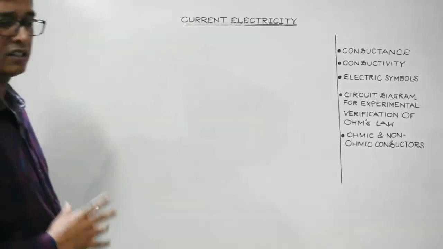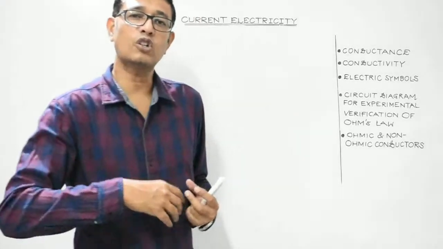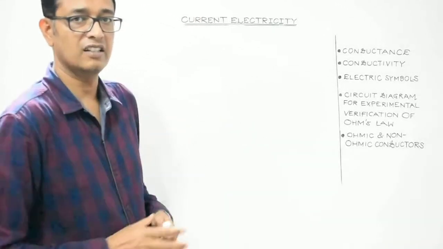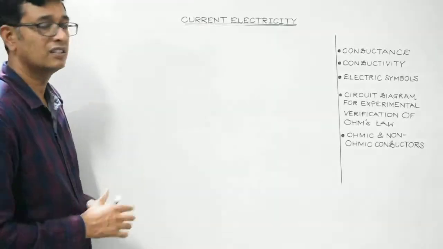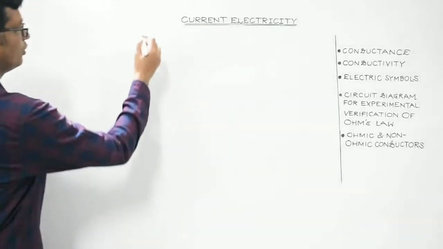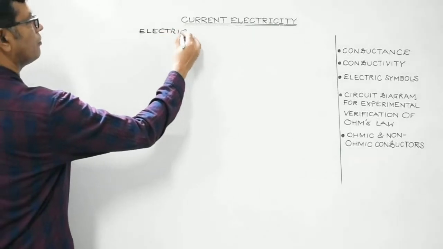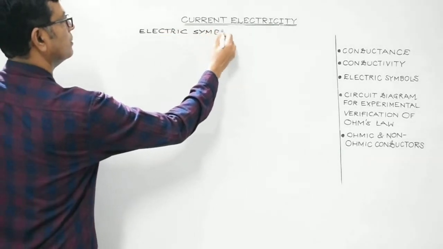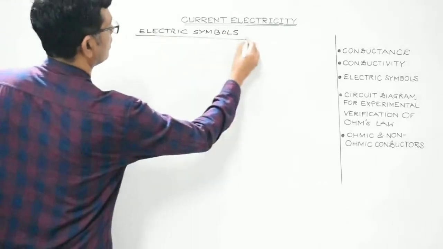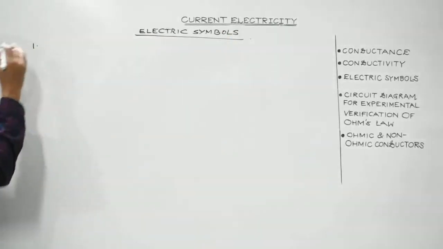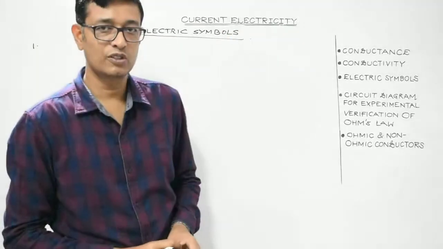So every conductor will offer some sort of resistance towards the flow of electric current. So the symbol of that resistance we'll discuss. So let's discuss some electric symbols now. Electric symbols. First and foremost, let's start with source.